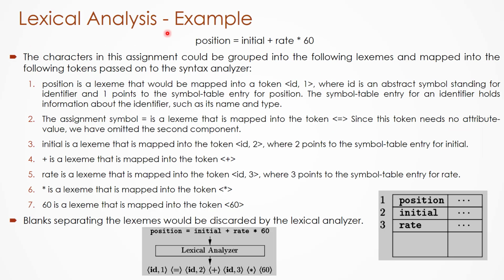So this is an example for lexical analysis. Suppose I am going to apply lexical analysis to the statement position = initial + rate * 60.